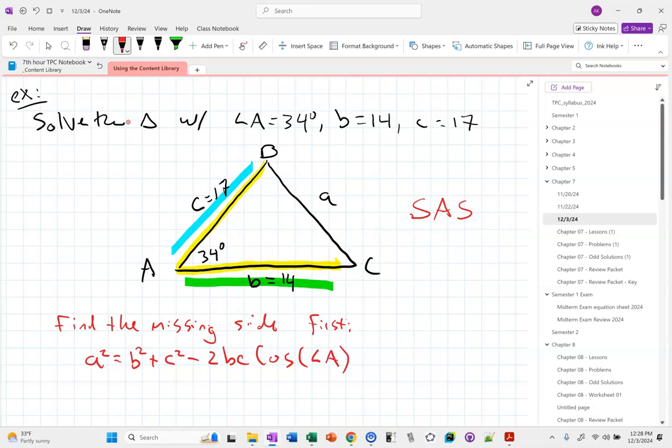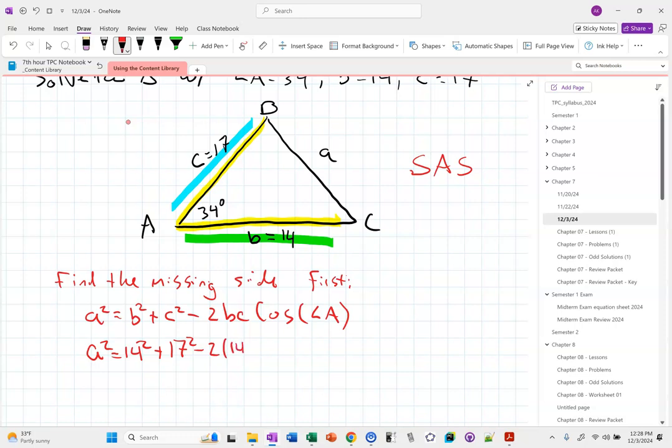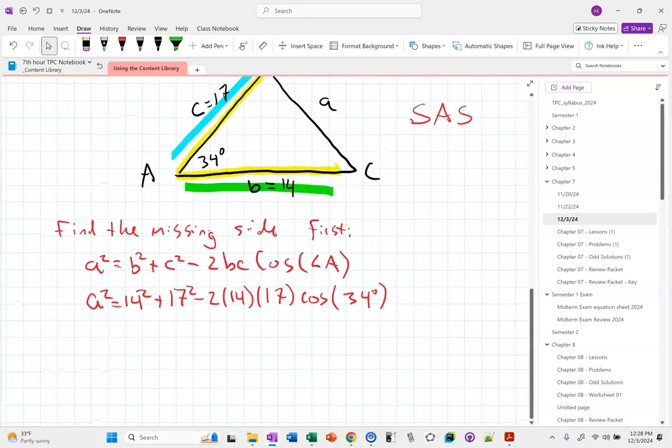That looks like this. And I'm just going to fill in my values for side b, side c, and angle A. So far, so good. Now, how do we get just a? I have a squared here. How do I get just side a? Yeah, we'll square root both sides. That's correct.